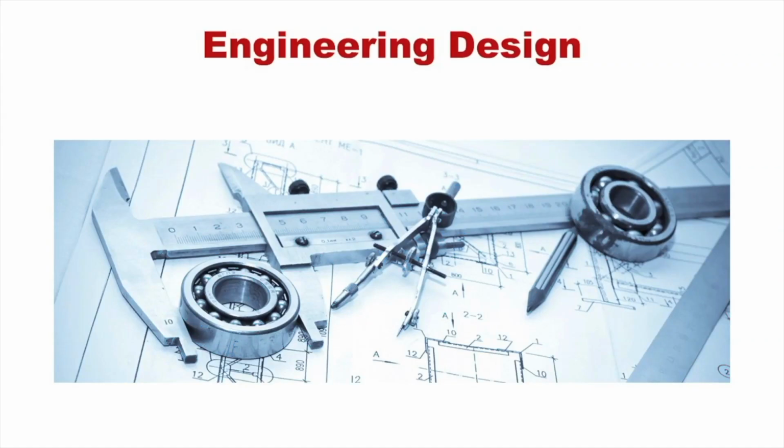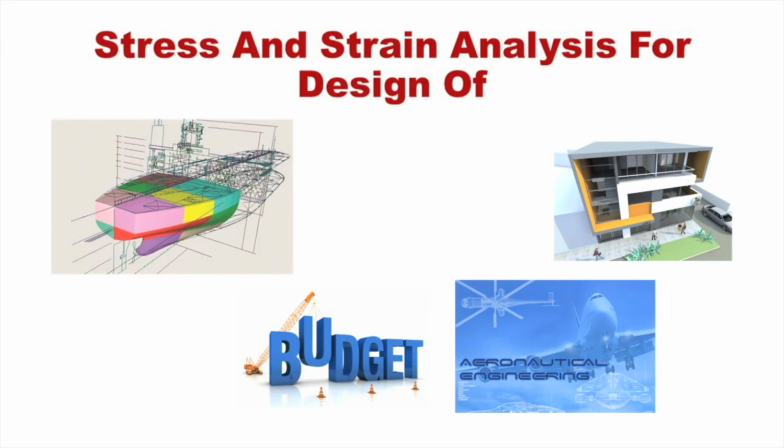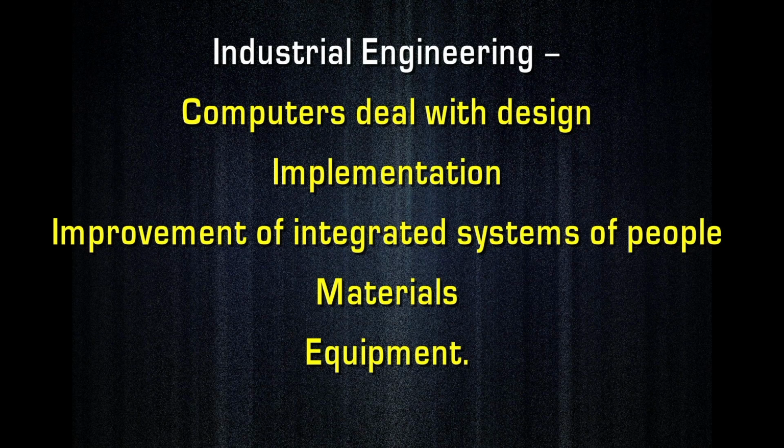Coming to engineering design. Computers are widely used for engineering purpose. One of the major areas is CAD, also called computer aided design, that provides creation and modification of engineering drawings. Structural engineering requires stress and strain analysis for design of ships, buildings, airplanes, etc. Industrial engineering. Computers deal with design, implementation and improvement of integrated systems of people, materials and equipment.